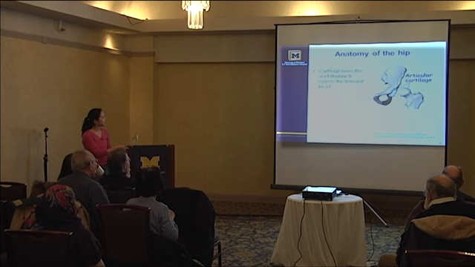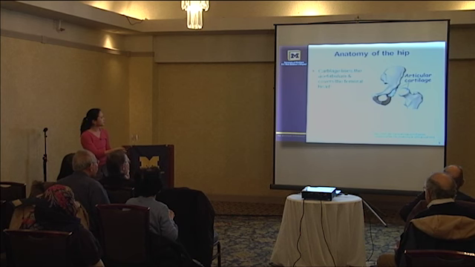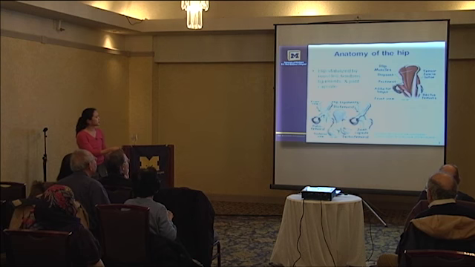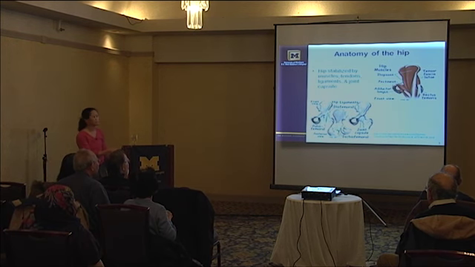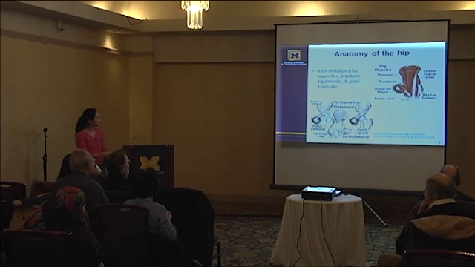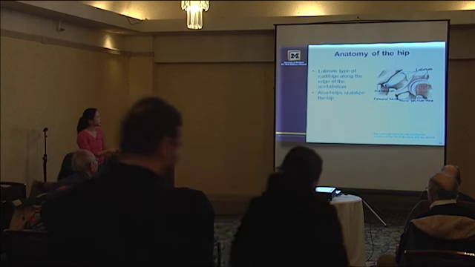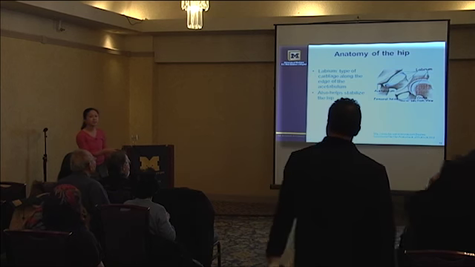Cartilage lines the acetabulum and also covers the femoral head. The hip is stabilized by muscles and tendons, some of which you see up here on the right, as well as ligaments, which you can see down here, and also the joint capsule. The labrum is a special type of cartilage that is located along the edge of the acetabulum, and this also helps stabilize the hip.